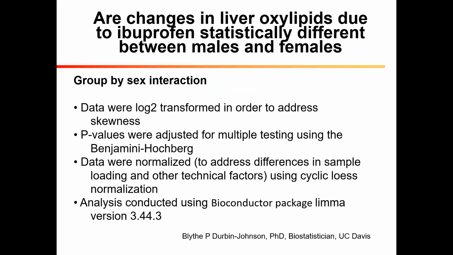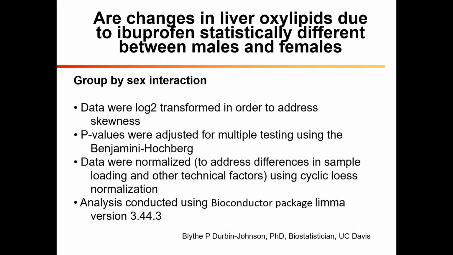So why am I telling you all of this? It's very important to understand, first of all, is there really a change between males and females? Because one of the things that bothered me was females have less oxylipids to start with than males. So these differences could be because of these just having less to start with. So we enlisted the chief biostatistician here at UC Davis, Blythe Durbin-Johnson, and she created a new program which is available online. I put it online with this publication.